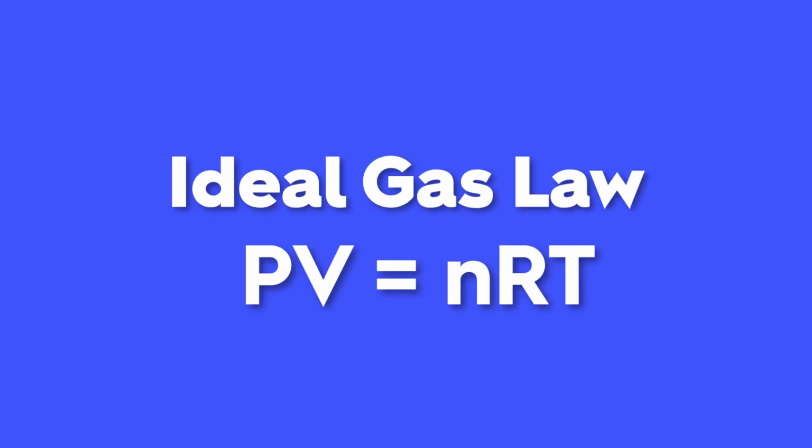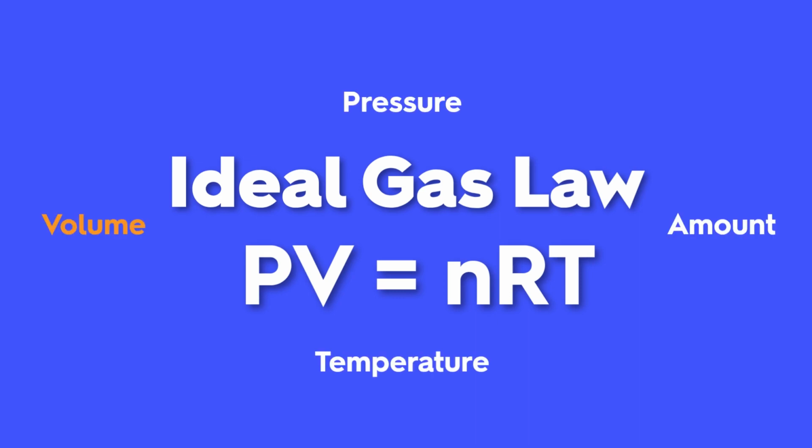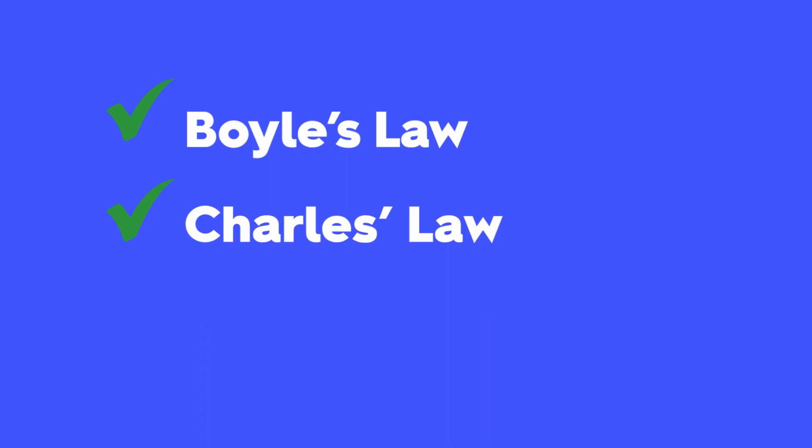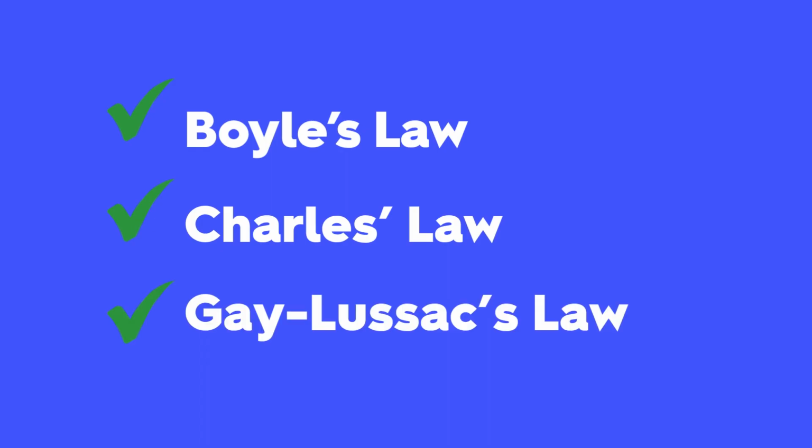To recap, the ideal gas law states that P times V equals N times R times T. This ties pressure, volume, temperature, and amount of gas. Always make sure to match your units and convert temperatures to Kelvin. Then, apply the special cases, Boyle's law, Charles's law, and Gay-Lussac's law, and you'll be set for most gas problems.